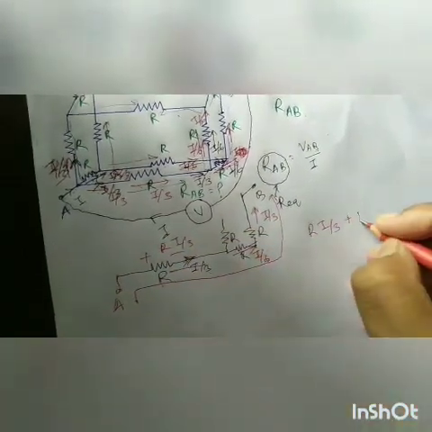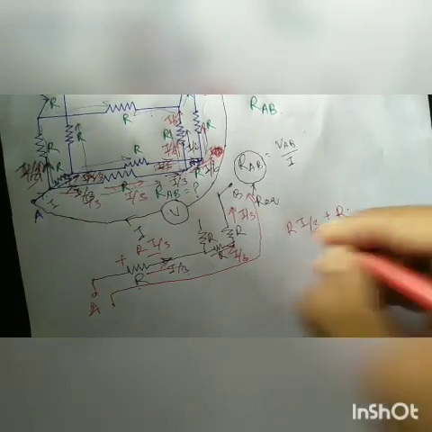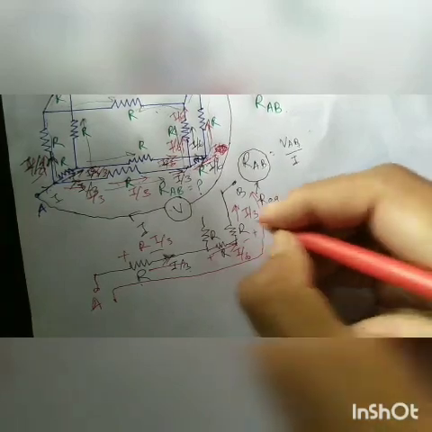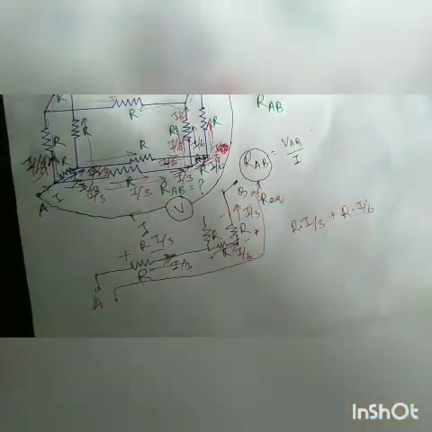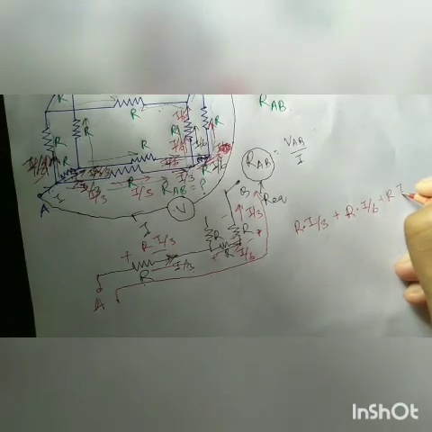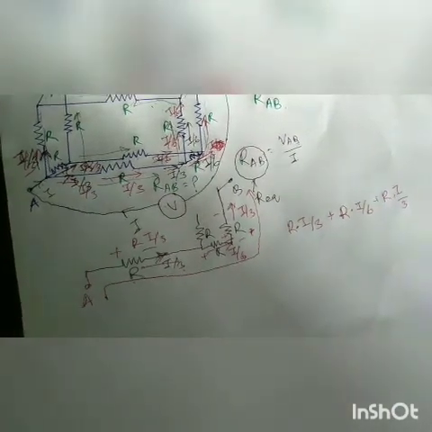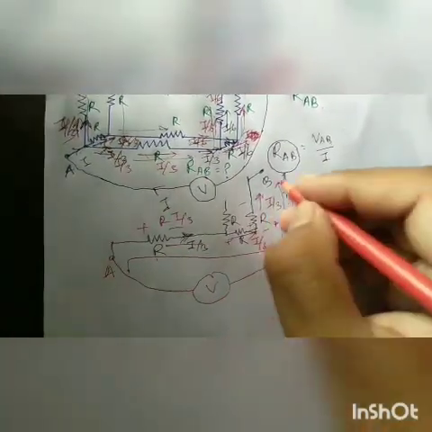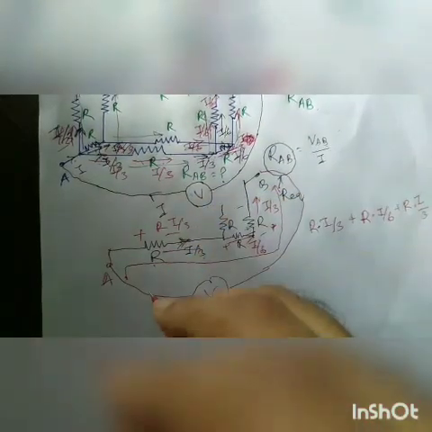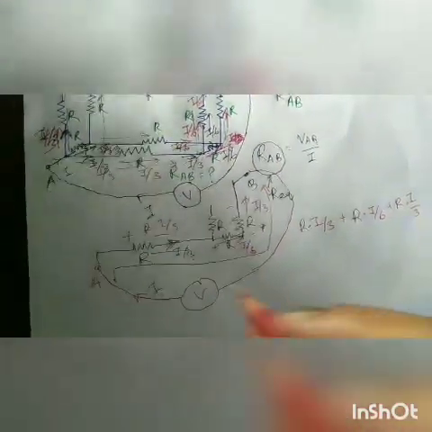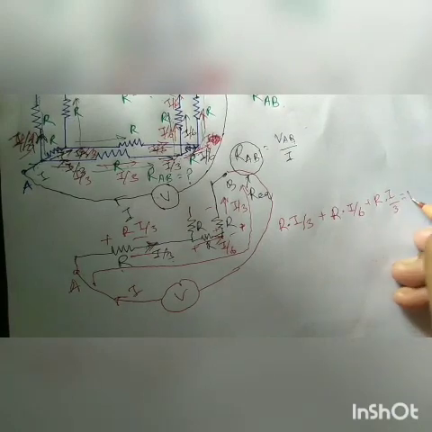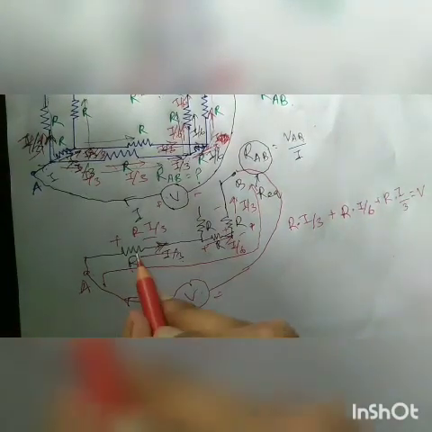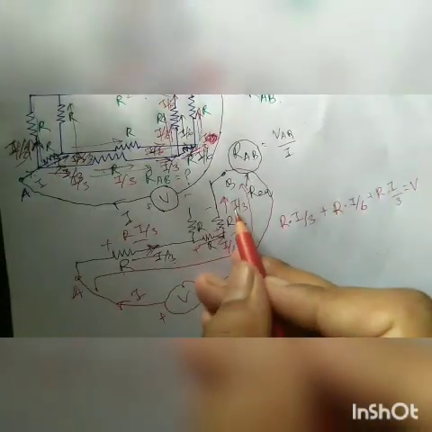After that, R into I by 6, positive drop, negative drop. Across this resistance we will find R into I by 3. Okay, equal to, across this we have applied voltage V, you know that. So the voltage V is equal to R into I by 3 plus R into I by 6 plus R into I by 3.